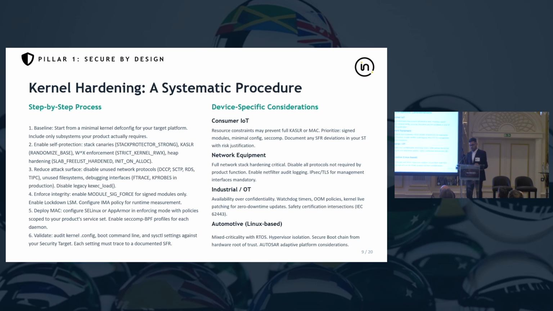Now on the right, you see there are certain device-specific considerations, because when you go for security, a lot of the time reality intervenes. So a consumer IoT device may not have enough RAM, enough memory, to run a full SELinux, and that is acceptable. But the deviation needs to be documented, and a risk justification has to be provided within your ST. So this is how we could handle your real-world constraints.